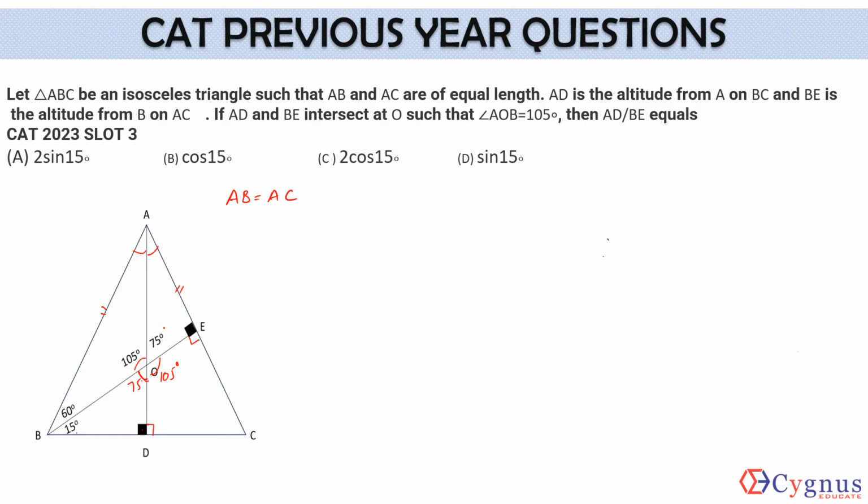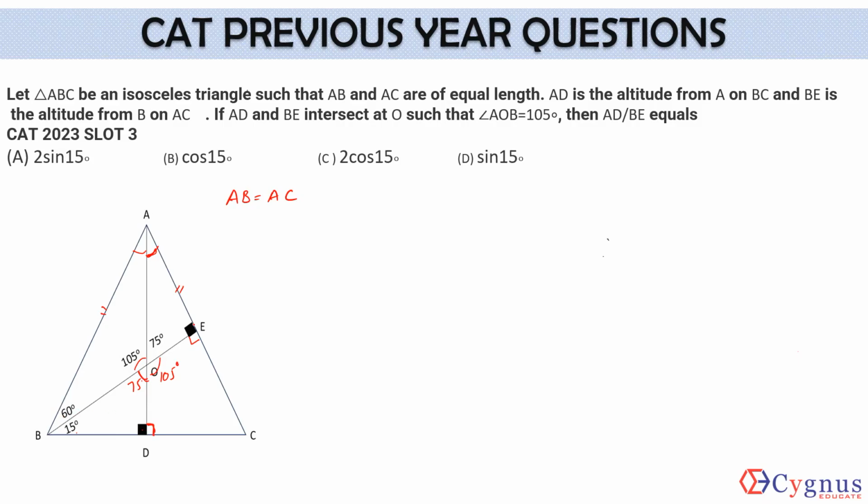Fine. What else is given? I don't know the value of this angle. Now, this is 15, this is 105, this is 90, this is also 90. What else is given? BE is an altitude from B on AC. This is an altitude, so this has to be 90. If this is X, then this will also become X. Yes, this is 90. But how do we get that this is 60?